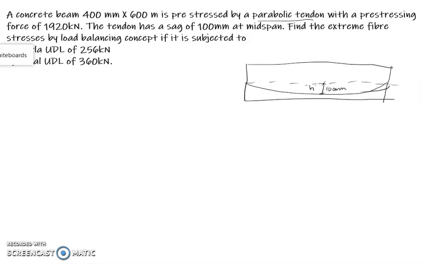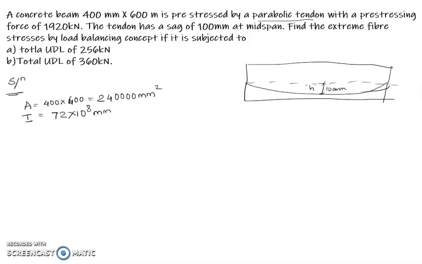To start with, we are using the same values. Our area of the section is going to remain the same, that is 400 by 600, which is 240000 mm square. I'm not repeating how we have calculated all these things. I is also the same, that is 72 into 10 raised to 8 mm raised to 4, already calculated in previous problems. H is equal to 100 mm here, that is the sag of the tendon at the center or midspan. I can write it as 0.1 meters.